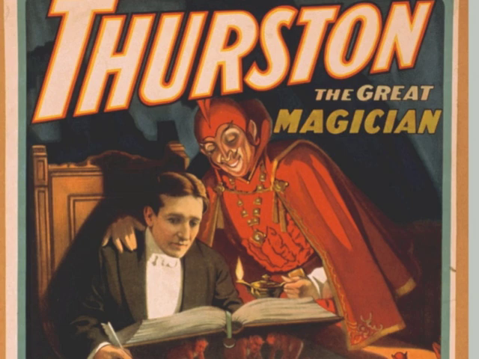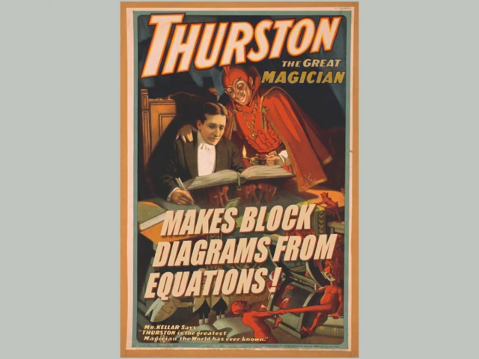There are a lot of topics in this course where students feel like they have to have some special, magical ability in order to solve problems. But it really doesn't need to be that way. You don't need to be Thurston the Great Magician to solve many of the problems in this class. And one task for which you certainly don't need any special powers is making block diagrams from equations. You don't need to be Thurston the Great Magician to solve this one.